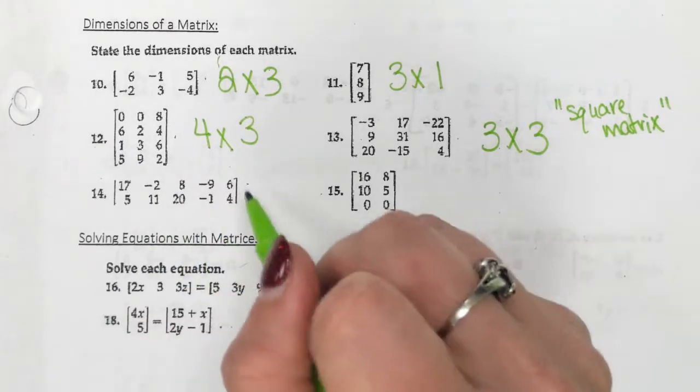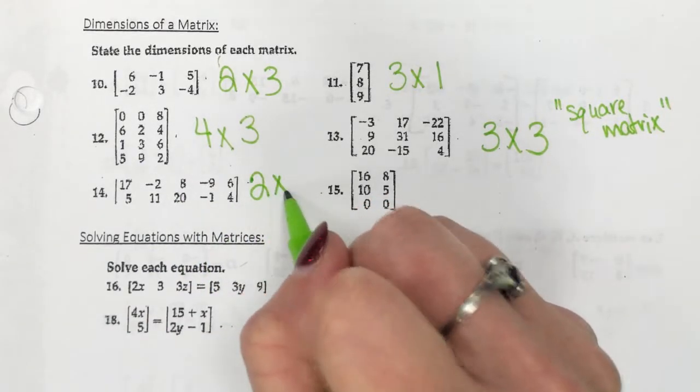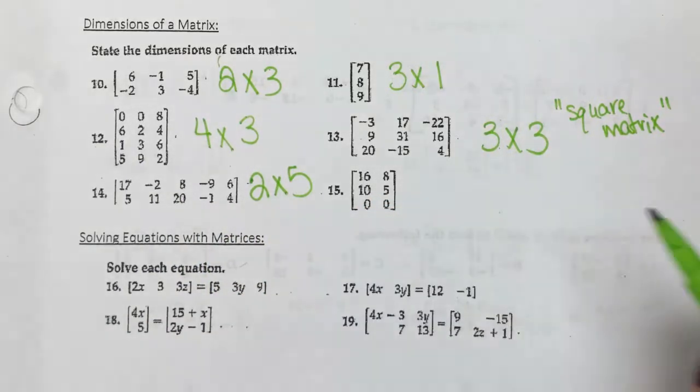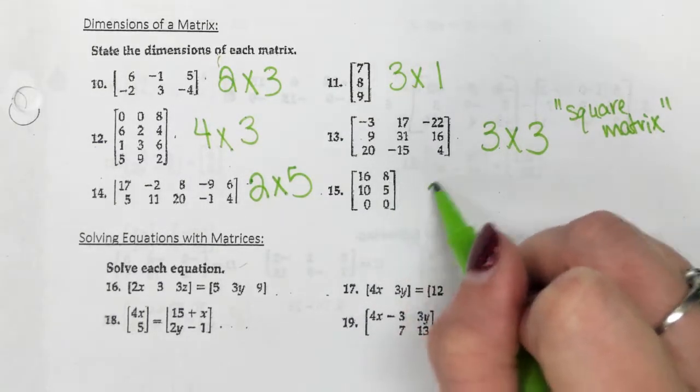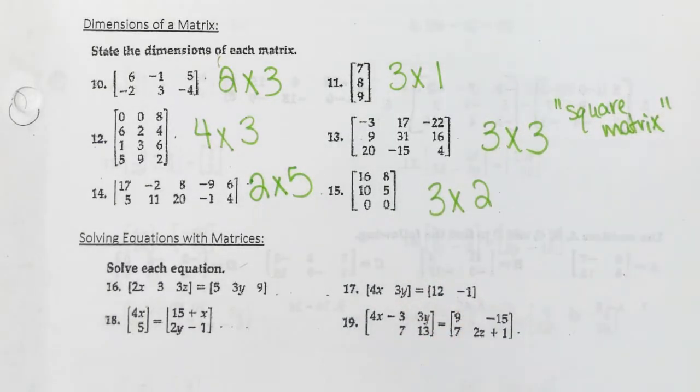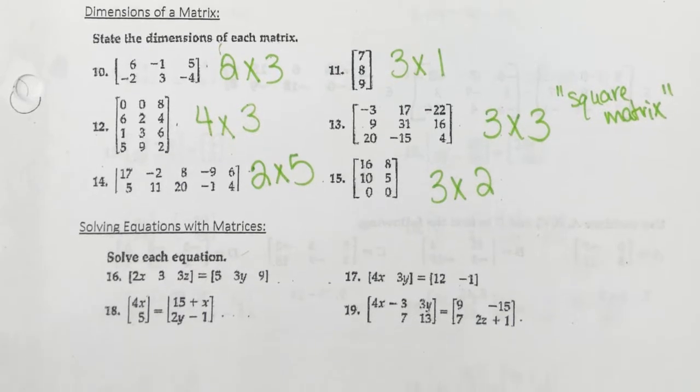All right. What about 14? 2 by 5. 1, 2, 3, 4, 5. Yep. There we go. And this one? 5 by 2. Welcome to your first lesson of Algebra II Trig, because everything else has been a review. This is the first stuff that's not a review, by the way. Are y'all okay with this so far?